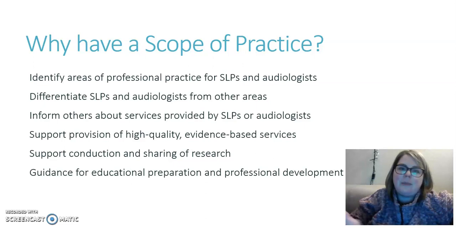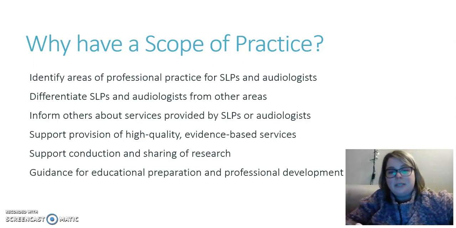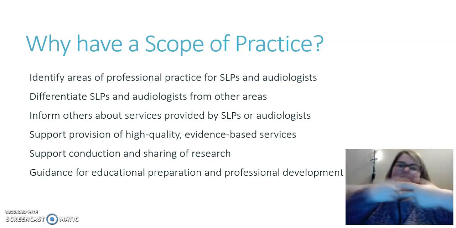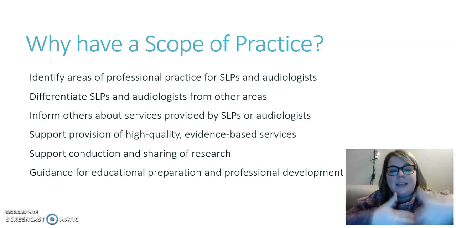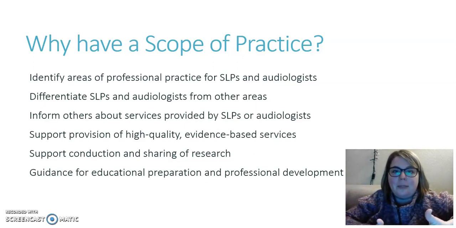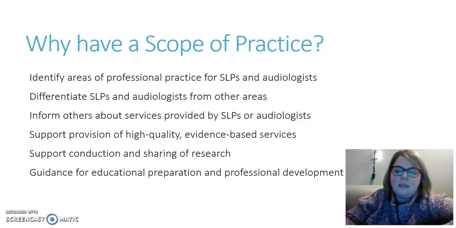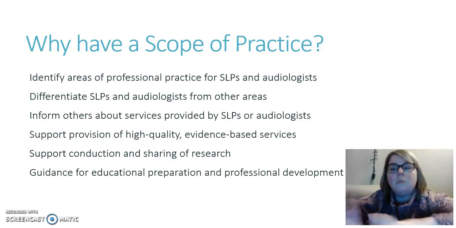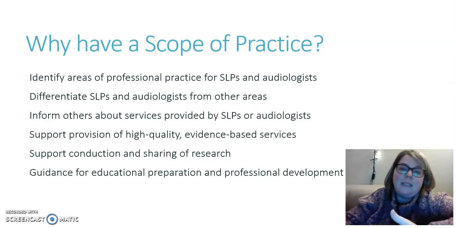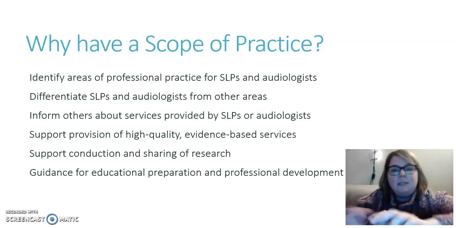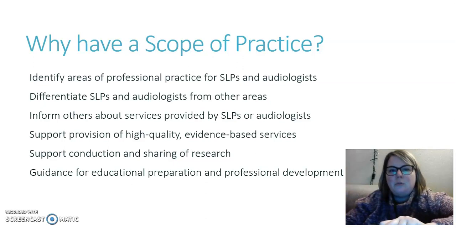So if we know that we have responsibilities in specific areas related to communication, hearing, or swallowing, we can research those areas and research them very well, instead of trying to grasp from all over the place and just throwing out research. And then it gives us guidance for educational prep and professional development. So you might look at the curriculum for LSU and the curriculum for another university and notice that they're very similar. And that's because our national organization has determined that we have to have a base set of skills before moving forward in our ability to practice as SLPs and audiologists. So it gives us our foundational information to help us move forward.